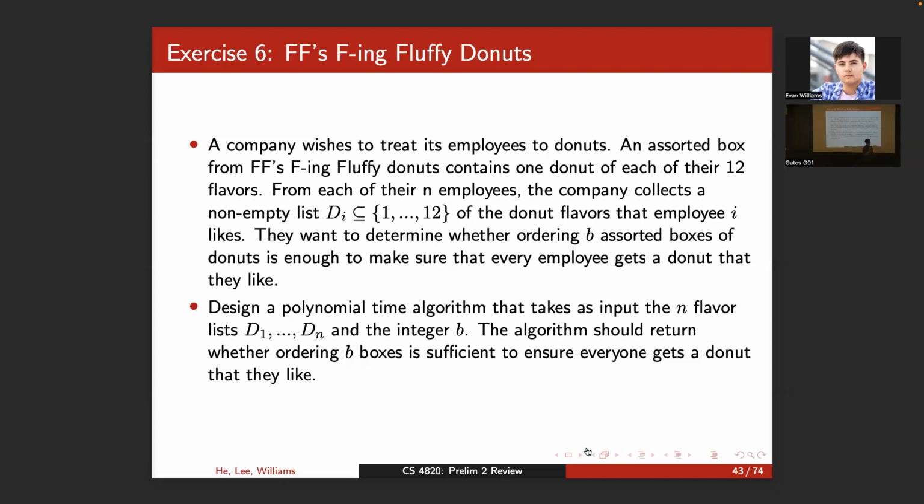So can you design an algorithm, polynomial time, or if it becomes pseudo-polynomial for Ford-Fulkerson, that'll be fine as well, that takes as input the flavor lists for every employee and the integer b, and decides whether ordering b boxes is sufficient to get what they would like? We're doing pretty good on time, so I'll give you at least 5 minutes to think about this, and then we'll go over it.